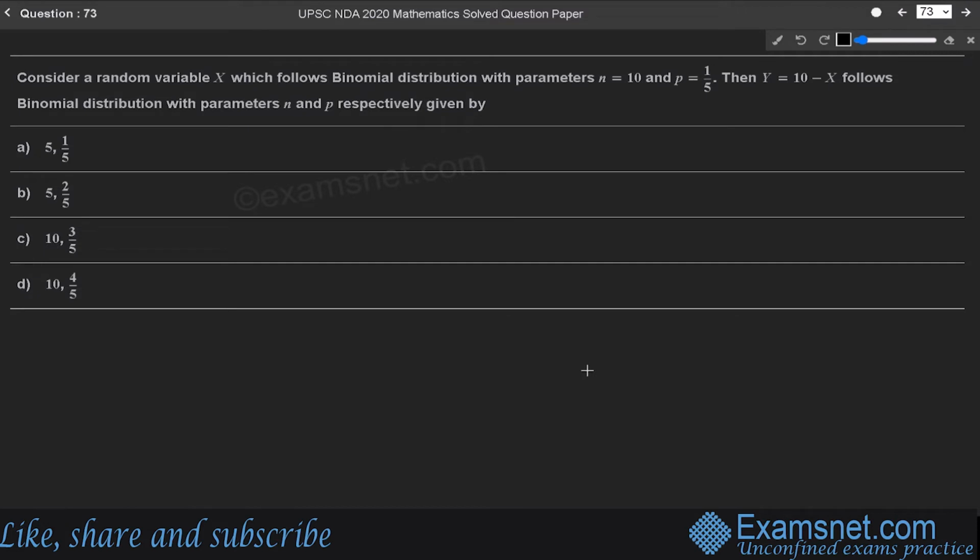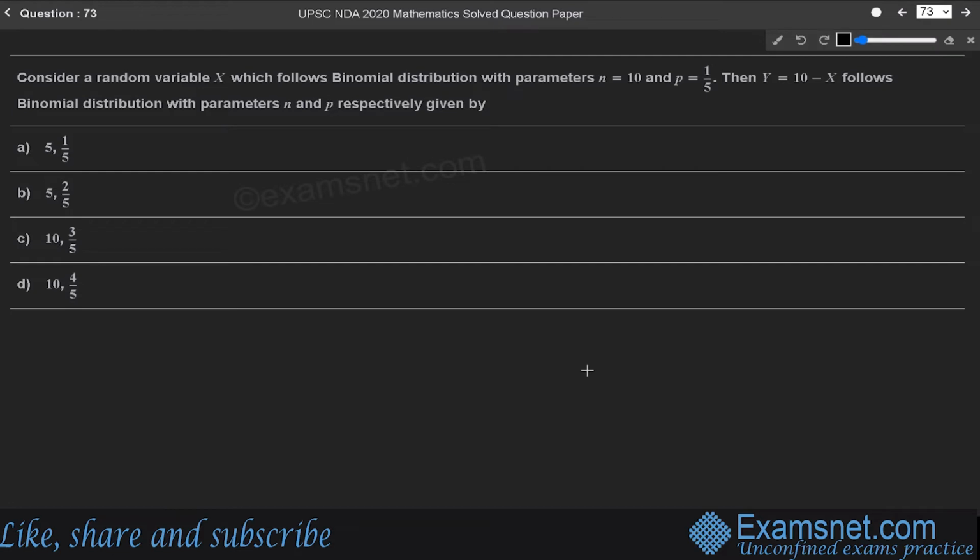Next question is, consider a random variable x which follows binomial distribution with parameters n is equals to 10 and p is equals to 1 by 5. Then y is equals to 10 minus x follows binomial distribution with parameter n and p respectively given by. It is a question from binomial distribution and it is also a very simple question.